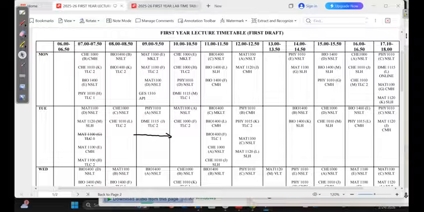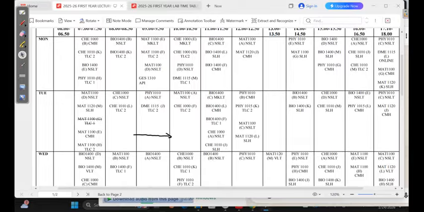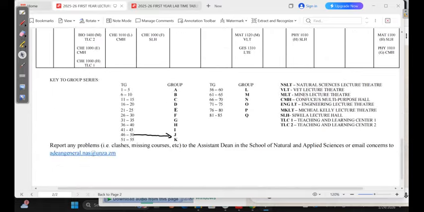Now, these initials here correspond to the lecture theater. So, for example, CMH, TLC2, NSLT, correspond to the lecture theater. So, that one which is CMH, you scroll down here. This is the key. CMH means Confucius Multipurpose Hall. Okay? So, TLS2, that is Teaching and Learning Theater 2. So these are the initials of the lecture theater that you are going to be using. So if you don't know where these lecture theaters are, try to ask.